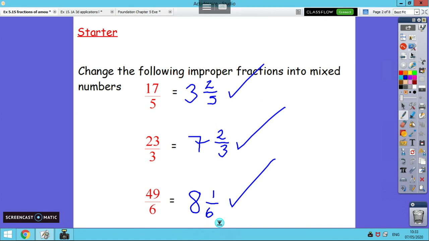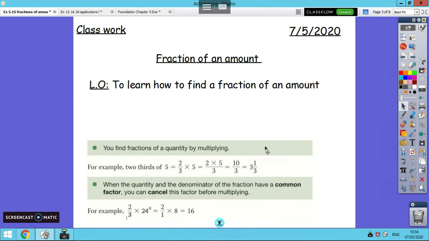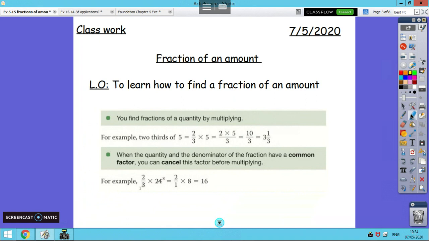So, here is your date and your title. Ignore all this stuff here. It's not actually that important. Just make sure you write your date, your title, and your learning objective. Now, one of the most important things that all this work here is trying to say is that when you have a fraction of an amount, what you're actually doing is multiplying. So I want you to direct your attention to this bit here. 2/3 of 5 is the same as doing 2/3 times 5. So that's the same thing.